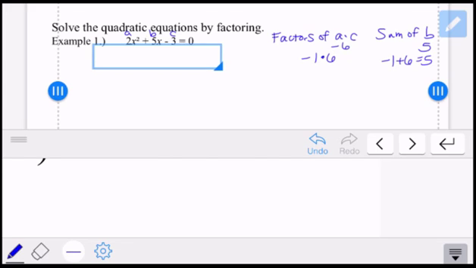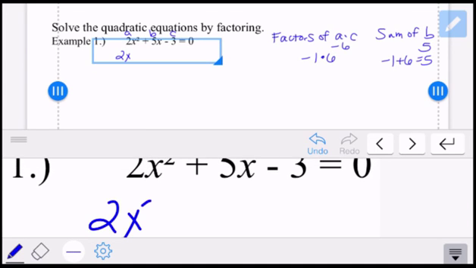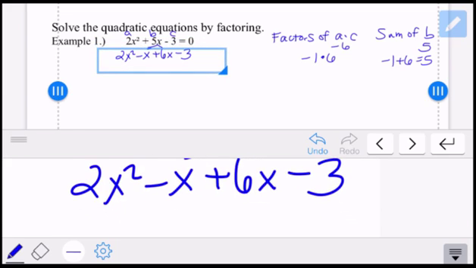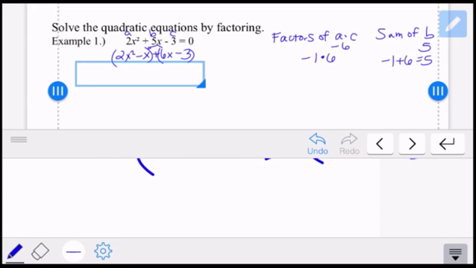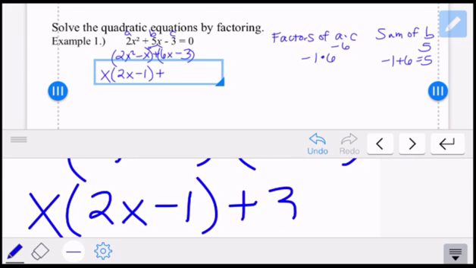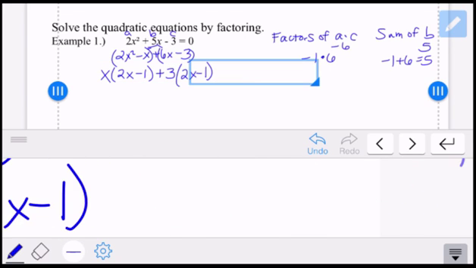So remember how we split this up? We had 2x squared minus x plus 6x minus 3. We split up that 5x using the two factors that we got. So negative 1x plus 6x would get us back to the 5x, but we're splitting it up in order to group it. So we group the first two and the last two terms together, and we take out GCFs out of each group. So I would take an x out of the first group, leaving me with 2x minus 1. And then plus, out of the second group, you can take a 3, leaving us again with 2x minus 1.